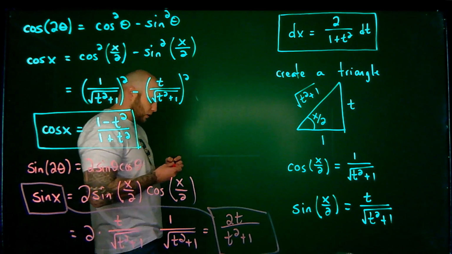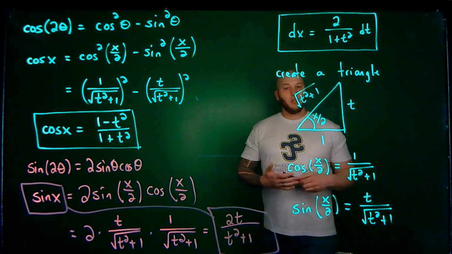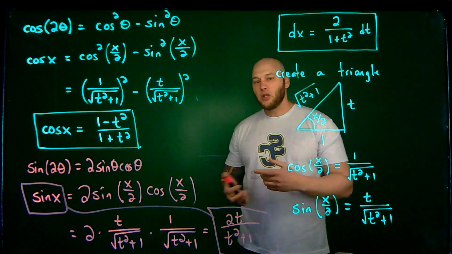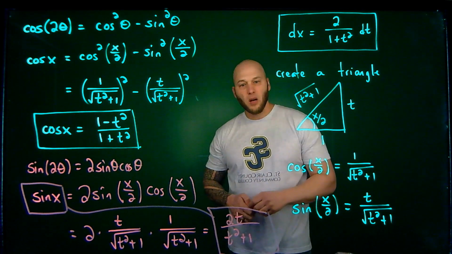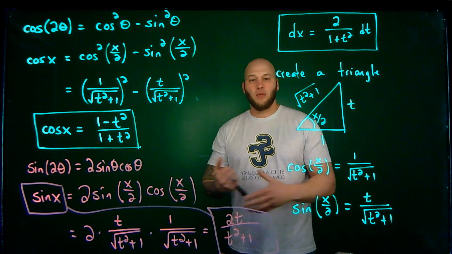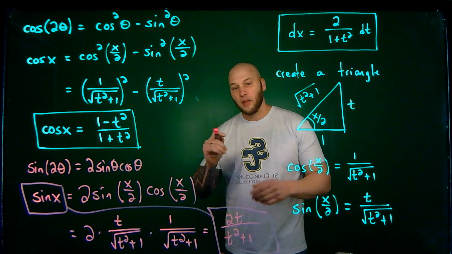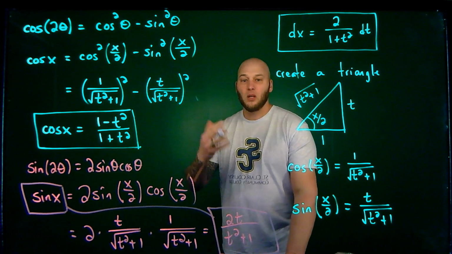And, of course, to get the remainder of the trig expressions, tangent and cosecant, etc., we just take ratios of the sine and the cosine, and that would then give me my entire collection of substitutions that I'm going to use for the Weierstrass substitution. Look for that in the next video where I show you how to use this to compute some integrals.